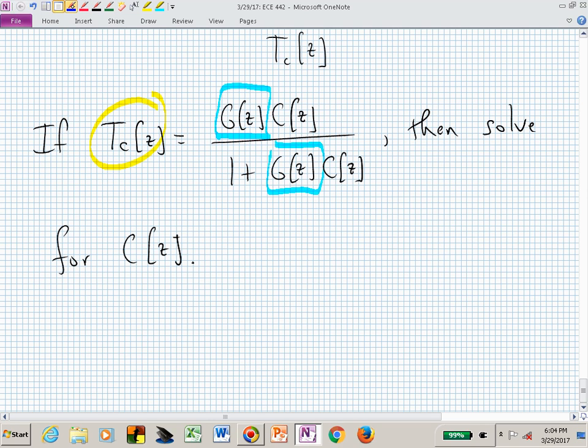Let's do that. Based on this relationship, what if I cross-multiply or clear the fraction? I'm multiplying both sides by the denominator, which is 1 plus GC. If I do that, I now have 1 plus GC times the left side, which is T sub C, all equal to GC.